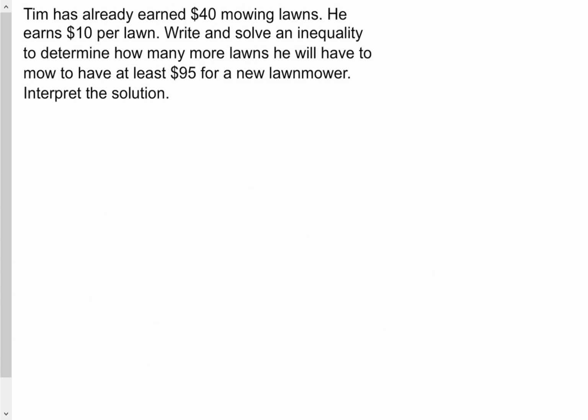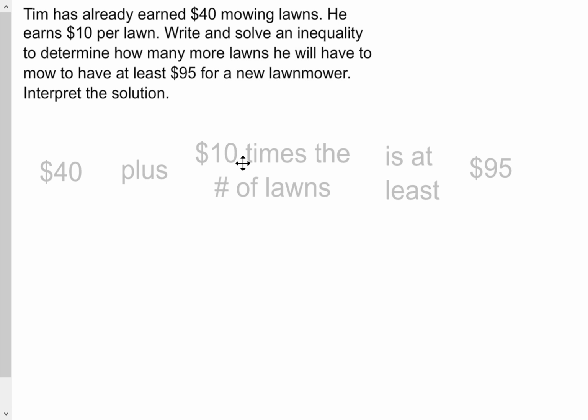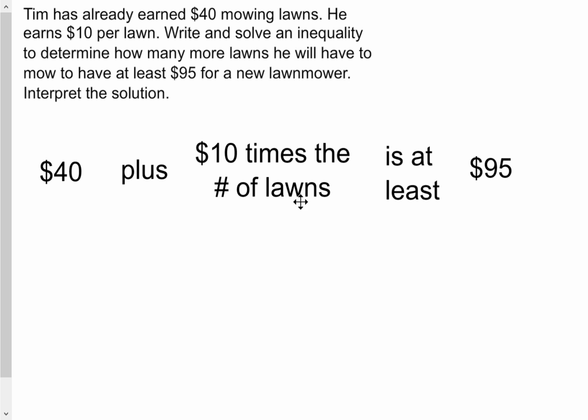Okay, and here's my last example. Tim has already earned $40 mowing lawns. He earns $10 per lawn. Write and solve an inequality to determine how many more lawns he will have to mow for at least $95 for a new lawnmower. So here we have $40 plus 10 times the number of lawns is at least $95.